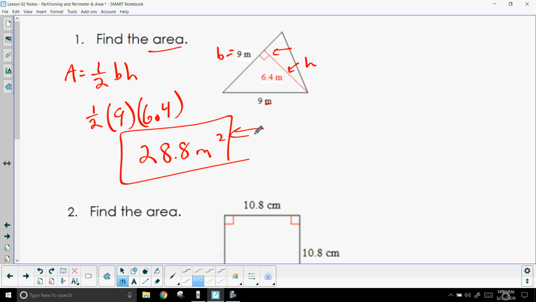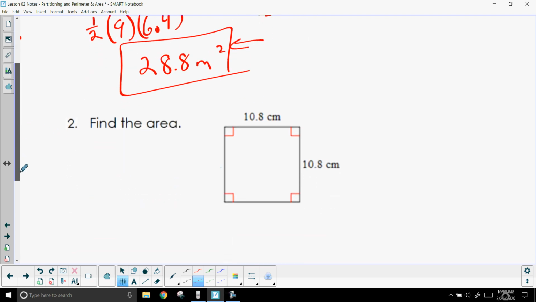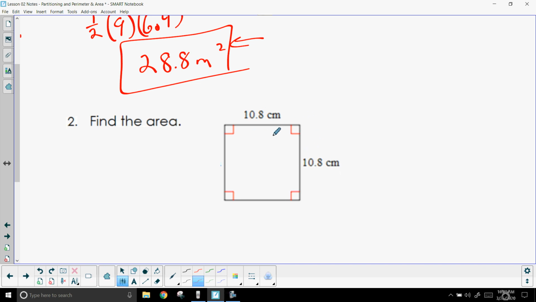Let's look at another example. So, this is a square, which means all the sides are congruent. So if we're looking at the base, it too would be 10.8. And the height would be 10.8. Some people call it a side squared, S squared, because all the sides are congruent. But for our example, we're going to stick with the base times height to keep things easy.